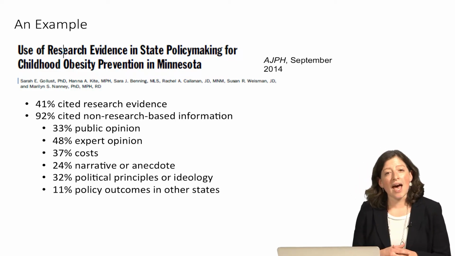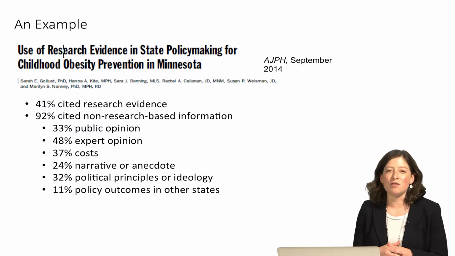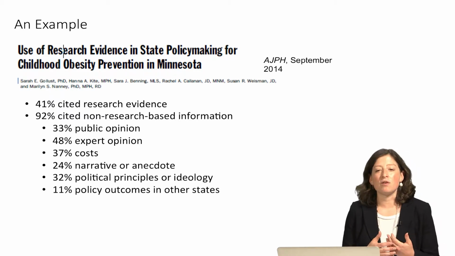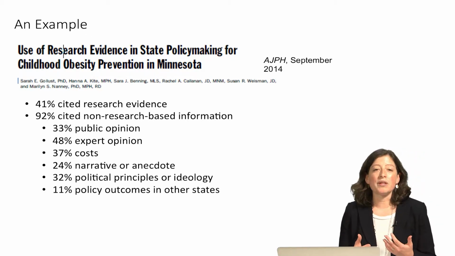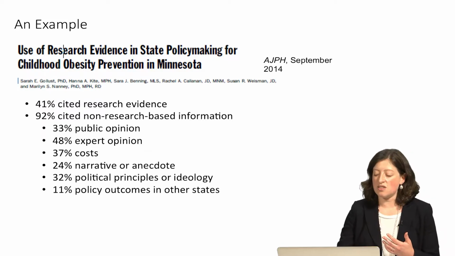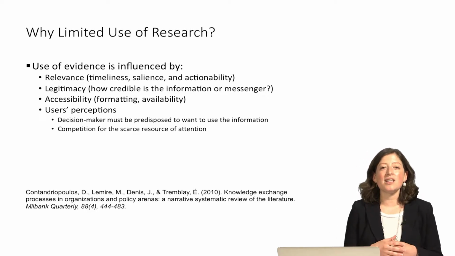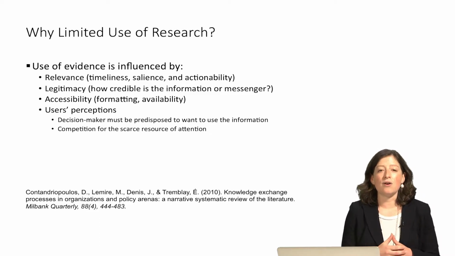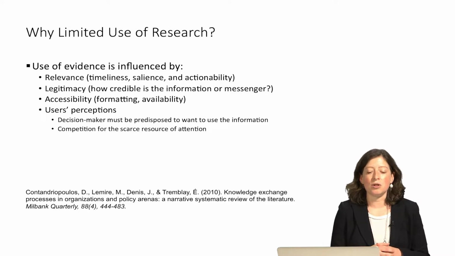And what we found was that fewer than half, or 41% of this material, cited any research evidence at all. But the vast majority cited other types of non-research-based information that I just described as competitive with research-based information, like public opinion, like information about costs, expertise without referencing any research-based information, political principles, or policy outcomes and decisions in other states. Now, obesity may be kind of a best case example because there's a lot of research available on the prevalence of obesity and the consequences of obesity on youth and in a variety of outcomes. And so the limited use of research in this case can't simply be because research wasn't available.